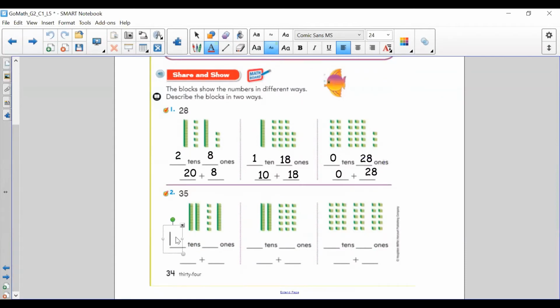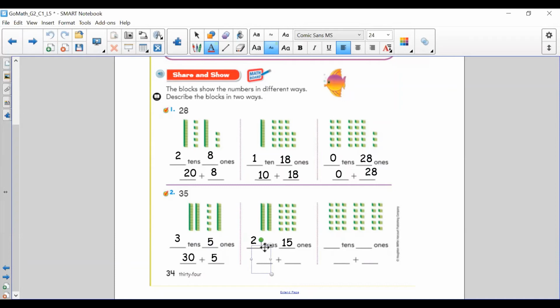Okay, so let's try it with 35. So we start out with how many tens? 1, 2, 3. And how many ones? That's right, 5. And in the next, we have how many tens? 2. And how many ones? Well, there's 10 and 5. So we have 15. Oh, and let's go back and show the value of 3 tens. When you count by 10, 10, 20, 30. And the value of 5 ones, count the ones, and that is 5.